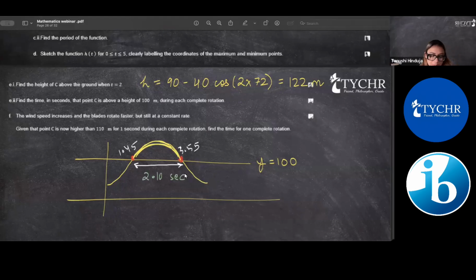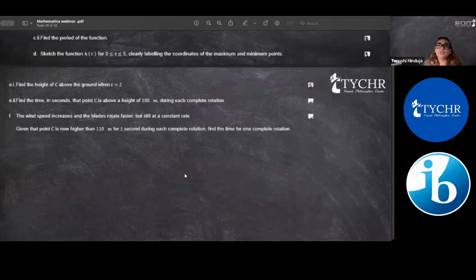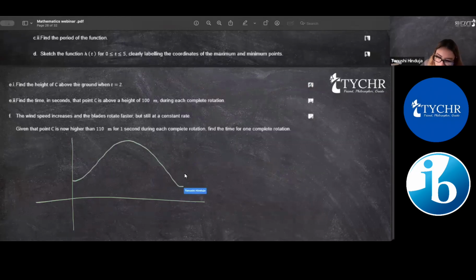Okay, the wind speed increases and the blades rotate faster, but still at a constant rate. Given that the point C is now higher than 110 meters for 1 second during each complete rotation, find the time for one complete rotation. So this is a bit tricky. Now they have not given us the period or the time of rotation or anything, but they're giving us information about point C being higher than 110 meters for 1 second. So that means if I draw the graph and if I draw the line y equals 110, then this interval is that of 1 second.